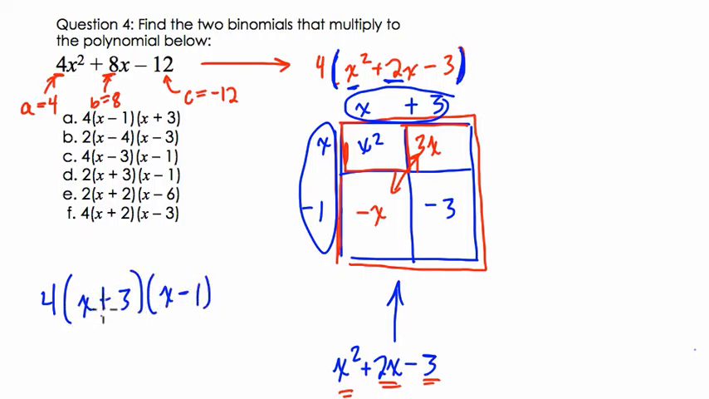And we can change the order of these terms. Let's see if we have it exactly. We almost have it here. It's 4 times x minus 1 times x plus 3. So we just switch the order of these two binomials, and that's fine.